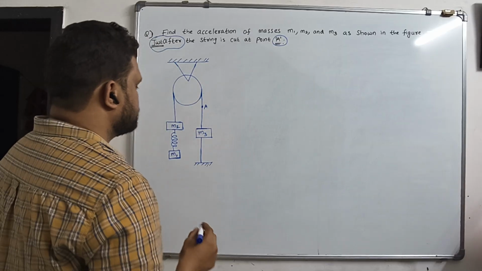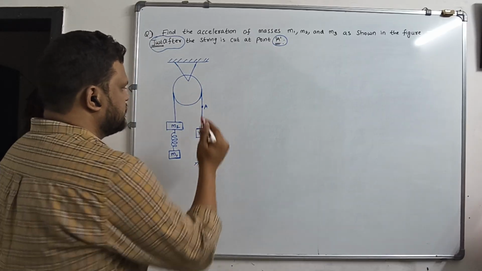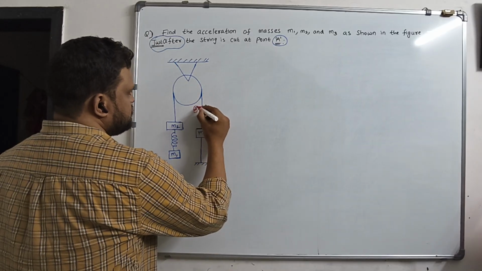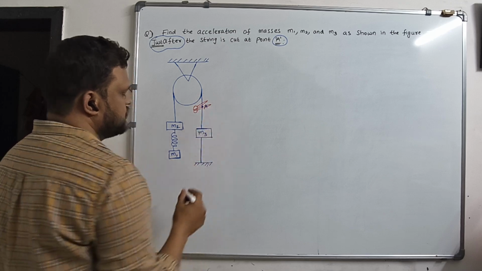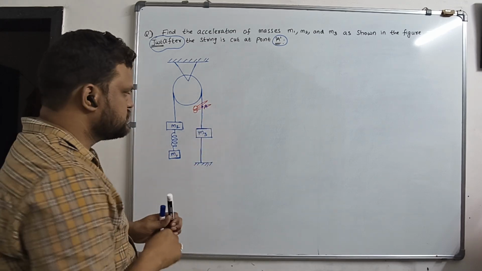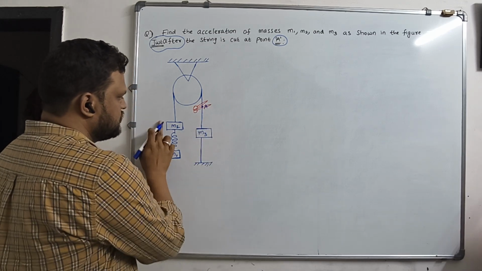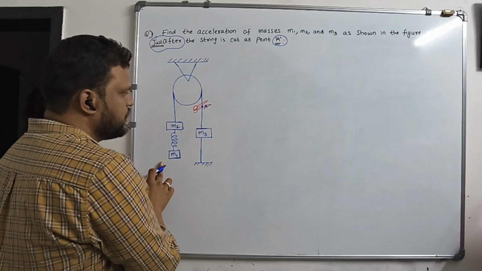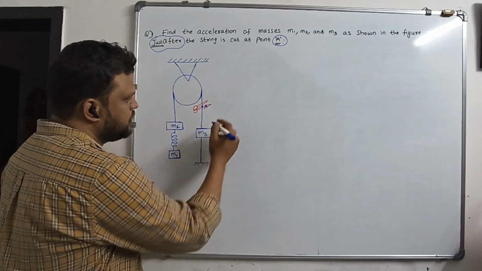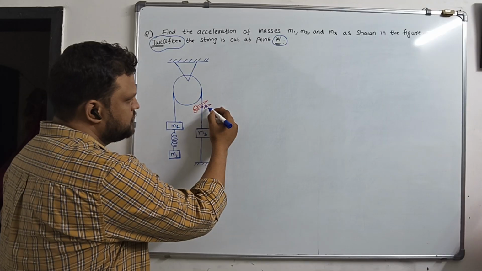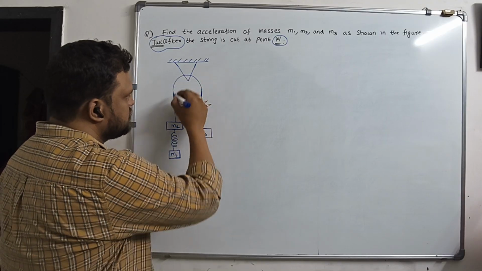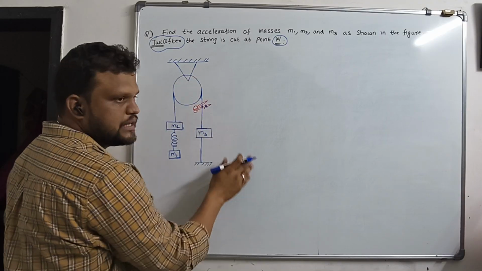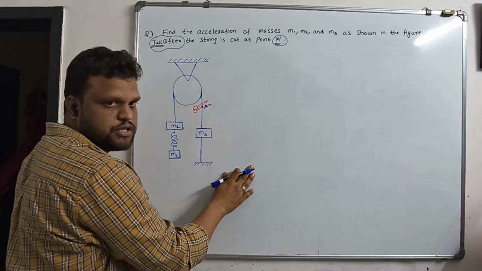Now if I cut the string at this point A, which is given in the question, we have to find the accelerations of this M3 block, this M2 block as well as this M1 block. We have to understand one thing here. The moment we cut the string at A, what will happen to the tensions in the string? The tensions immediately become 0.